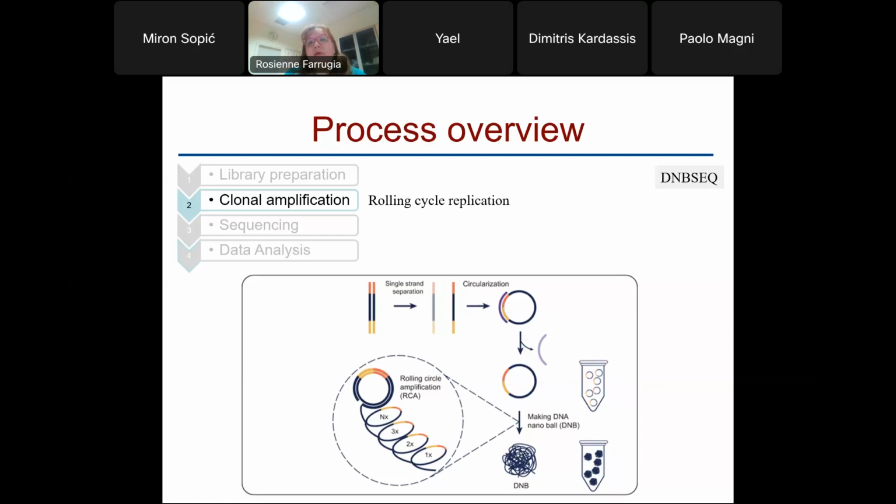That DNA fragment, as it forms, will fold onto itself, making what is called a nanoball. So that nanoball is essentially a very long string of DNA, which has multiple copies of the same fragment, all folded up on each other. And each one of those nanoballs will be sequenced independently, and each one of those nanoballs has enough copies of the DNA to generate enough signal so that it can be detected.